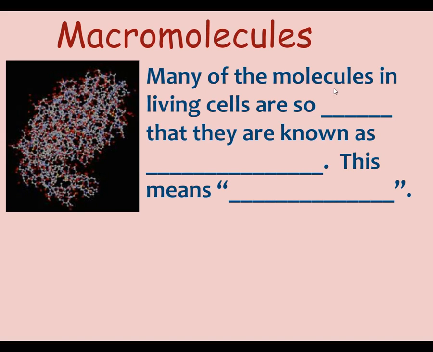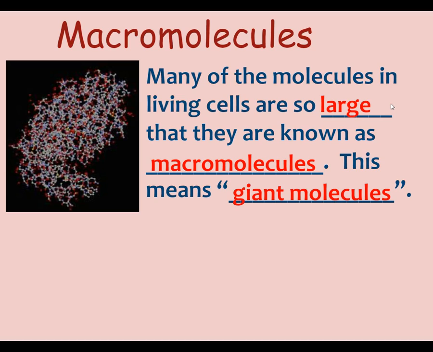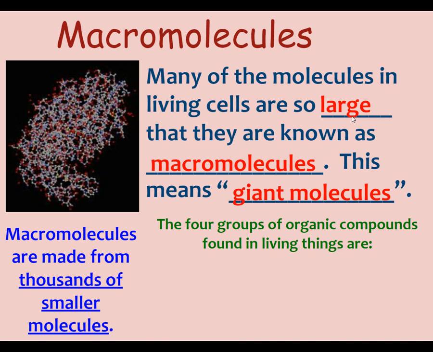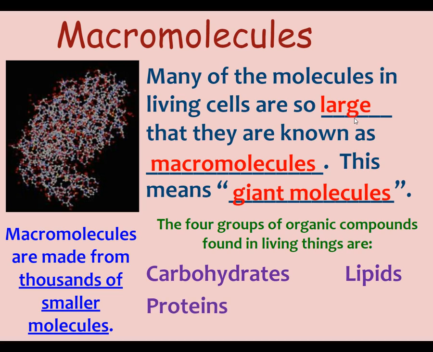Macromolecules. Macro means large. So macromolecules are just giant molecules. Macromolecules are made from thousands of smaller molecules. The 4 groups of organic compounds found in living things are carbohydrates, lipids, proteins, and nucleic acids. If you need to pause this slide, you can do that.